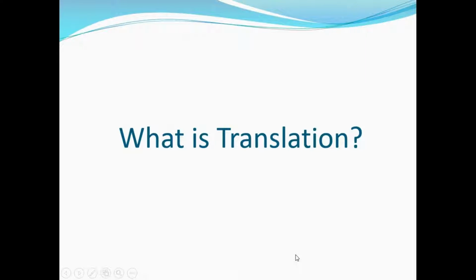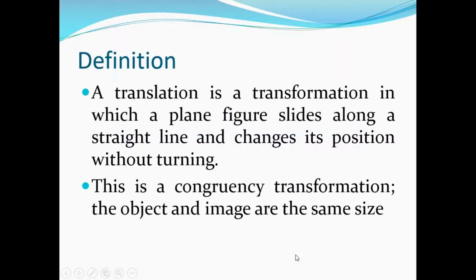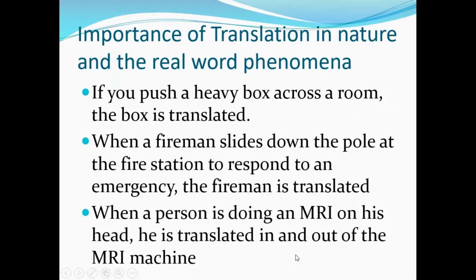On what is translation. Translation is a transformation in which a figure slides along a straight line and changes its position without turning. This is a congruency transformation in which the object and the image are the same size.